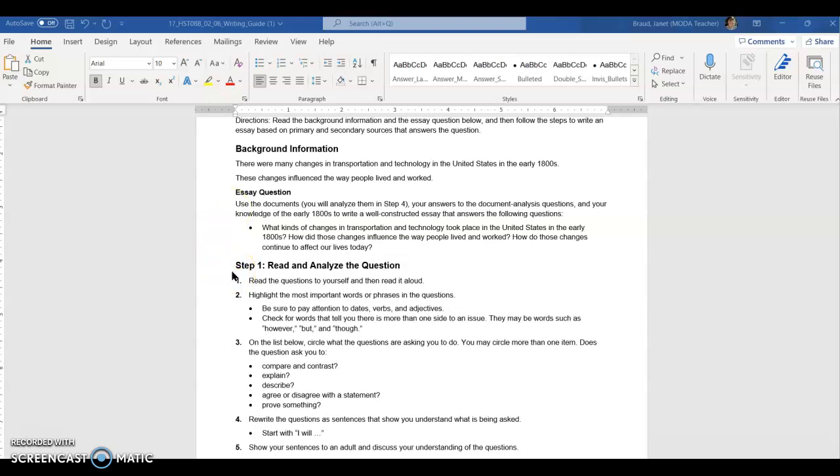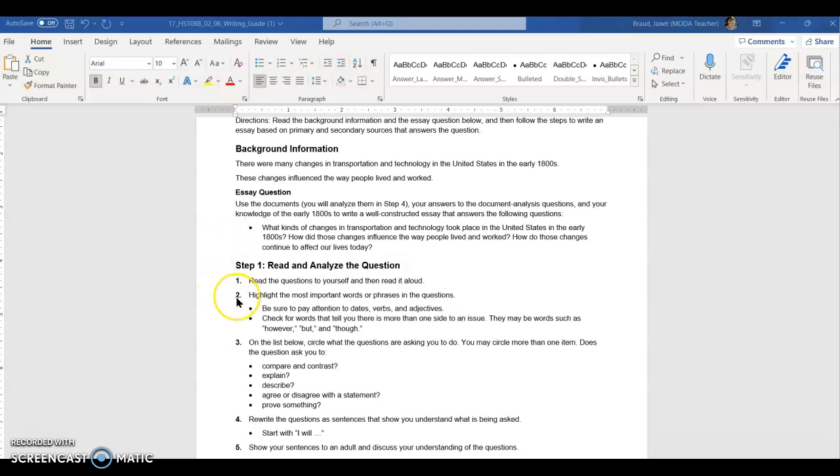Step 1 is to read and analyze the question because we need to know what it is that we are going to be analyzing and what we are going to be writing about. So the first step is to read the question to yourself and then read it aloud. So you can read it silently to yourself. I'm going to read it aloud right now so that we can look at it together.